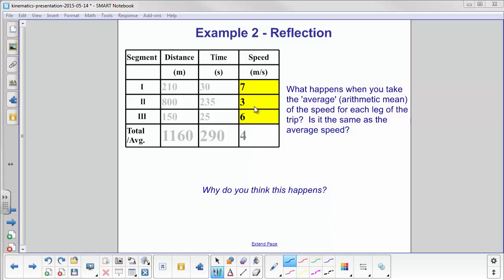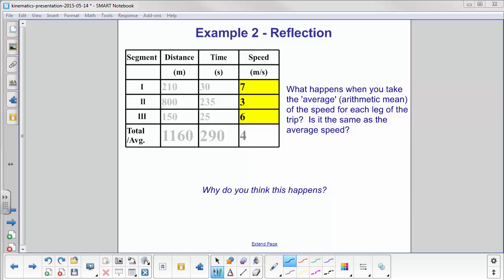What happens is you spent more time, you spent 235 seconds at 3 meters per second in your trip. So this 3 should have a much greater weight on your total average speed. And it in fact does, because we found that the average speed was 4 meters per second, which is less than the 5.3 if you just average these 3 on equal footings. You can't. They're at different times.